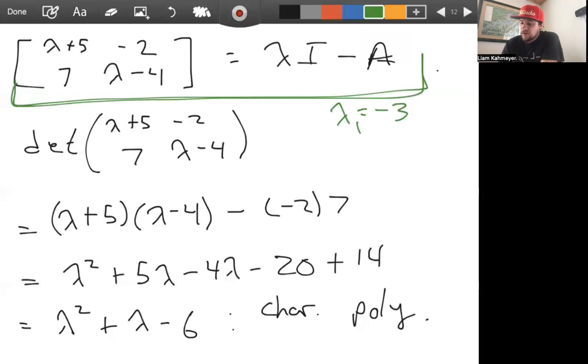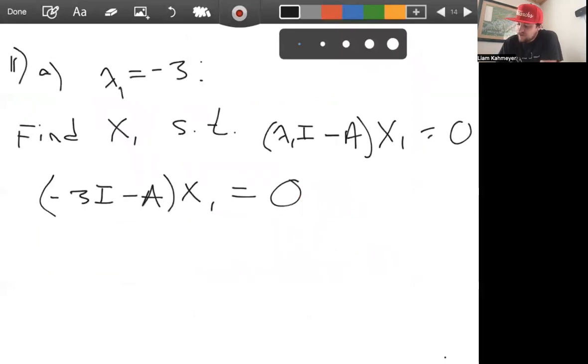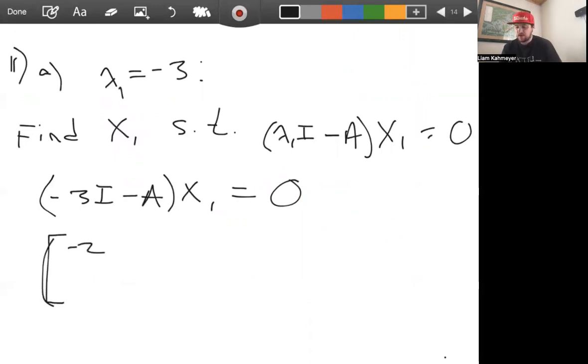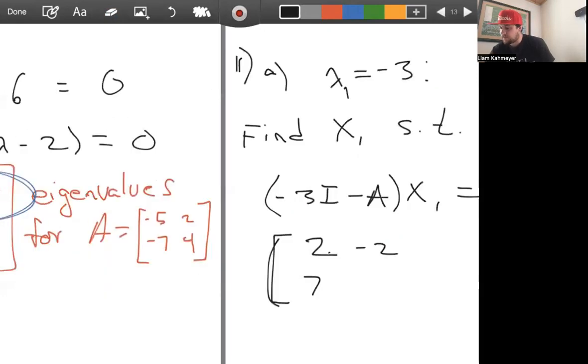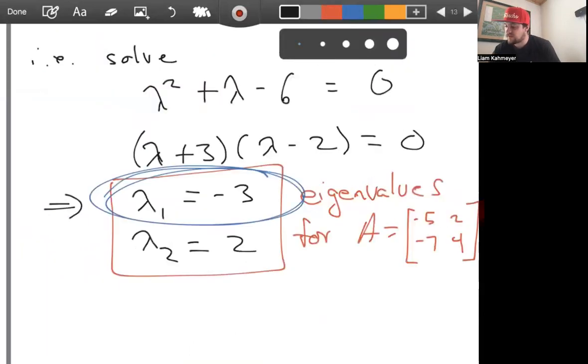So we'll have -3 plus 5 is -2 for the first entry, right? Well, sorry, we have -3 plus 5, which is +2. Let's slow down here and look. We have -3 plus 5, which means that's +2. And then we have -2, 7, and then -3 minus 4 is -7. Okay.